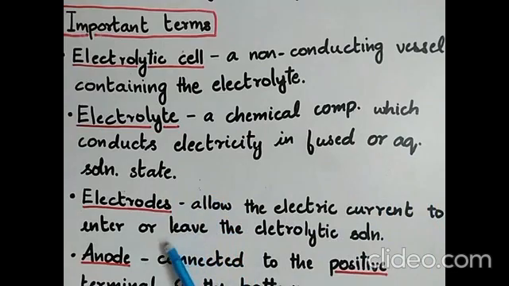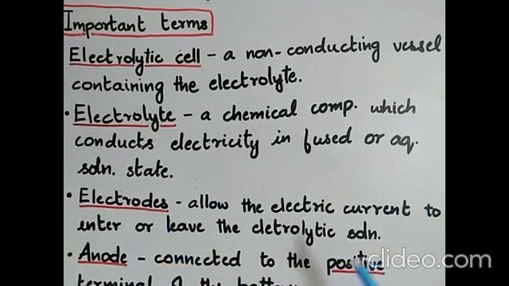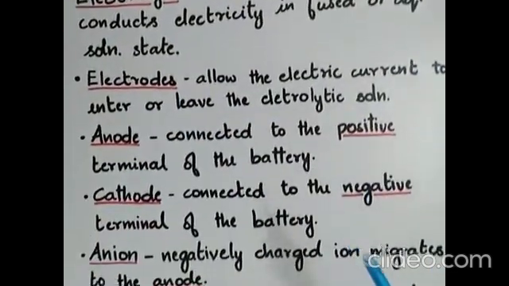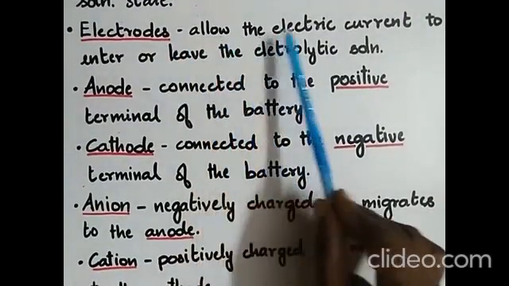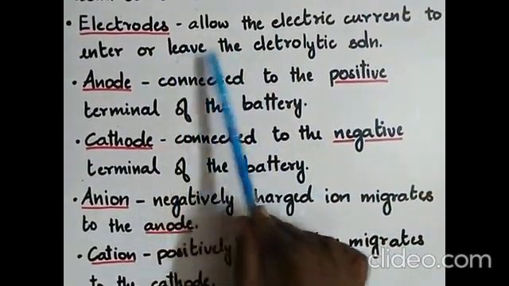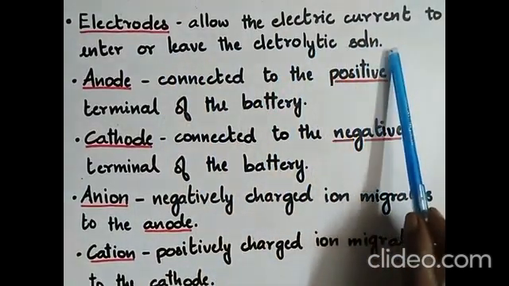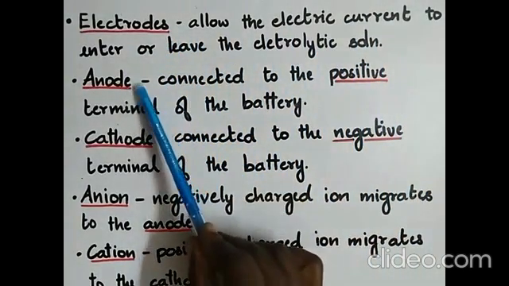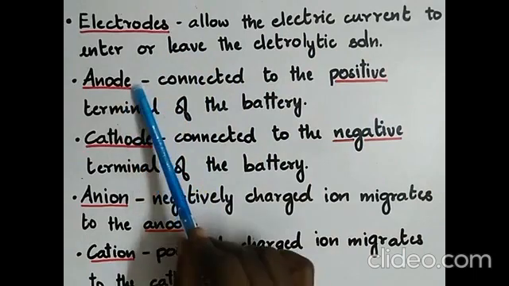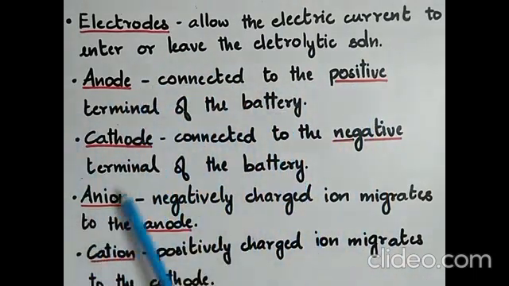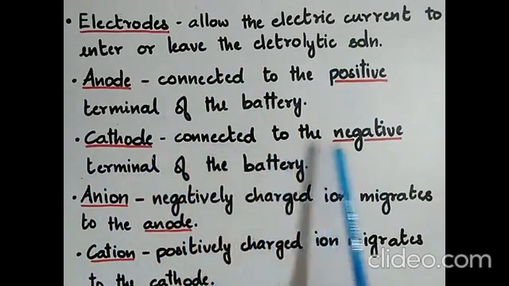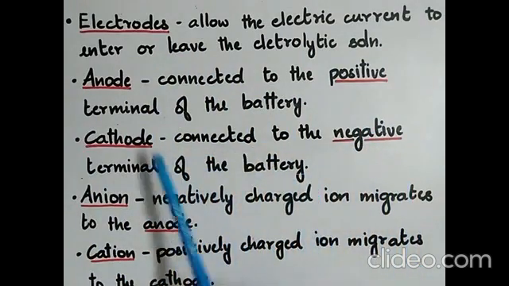The next term is electrodes. Electrodes allow the electric current to enter or leave the electrolytic solution. So there are two electrodes, anode and cathode. Anode is connected to the positive terminal of the battery, so it is a positive electrode. Cathode is connected to the negative terminal of the battery and the cathode is the negative electrode.